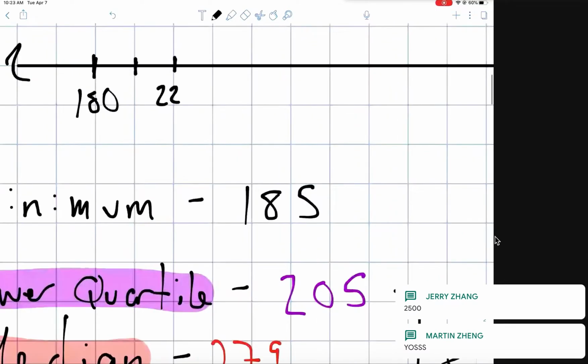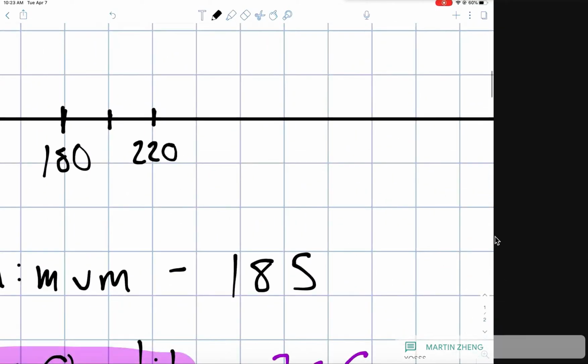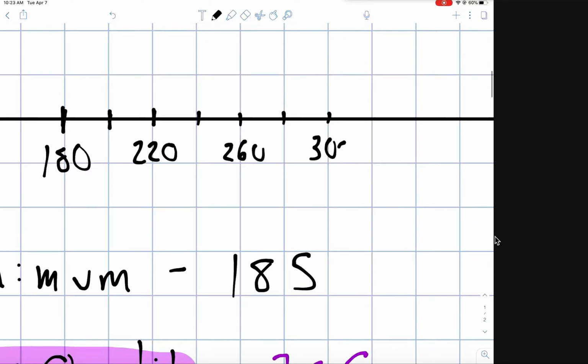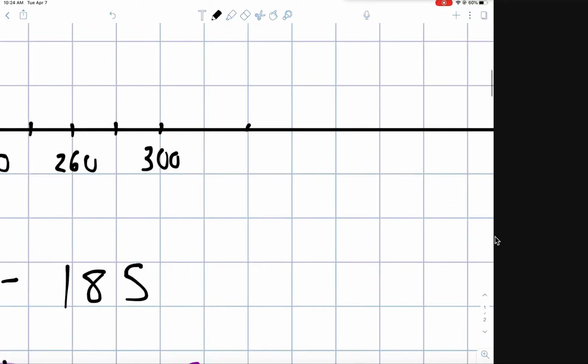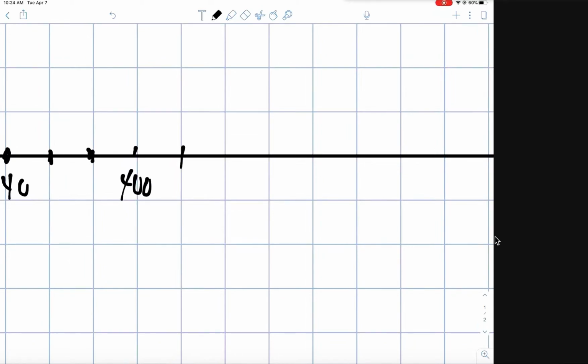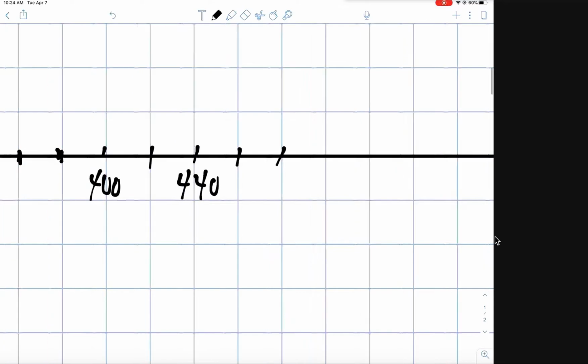220, 240, 260, 280, 300, 320, 340, 360, 380, 400. Notice I don't have to put numbers at every single tally.